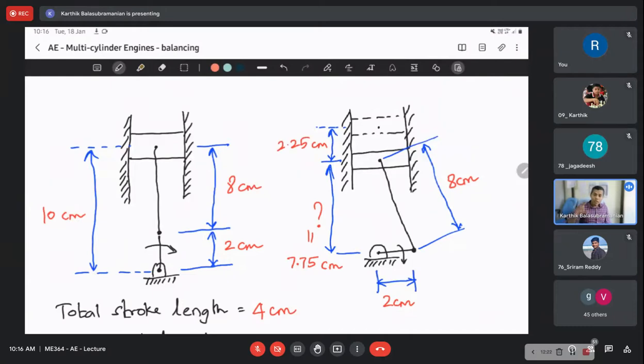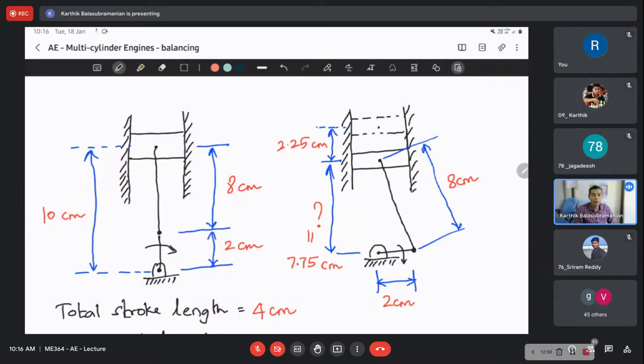Okay. So that 2 centimeter is the distance between the crankshaft axis and the big end of the connecting rod axis. Correct? That much you can understand, right? So that 2 centimeter length is what is going to keep rotating, and that 2 centimeter becomes the radius of the circle. So the total length is 10 centimeter. That is clear, right? That diagram is clear. Any questions on that? No, sir.